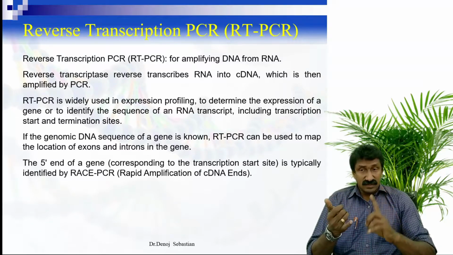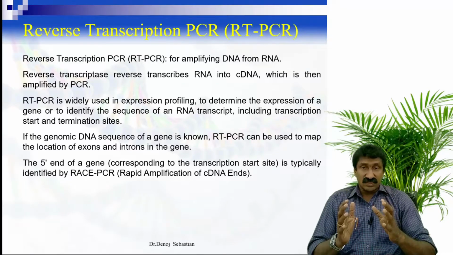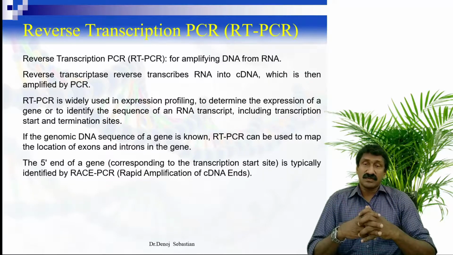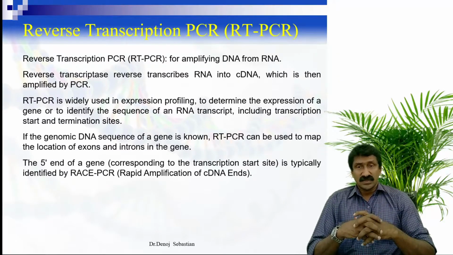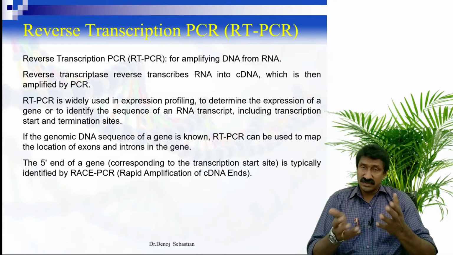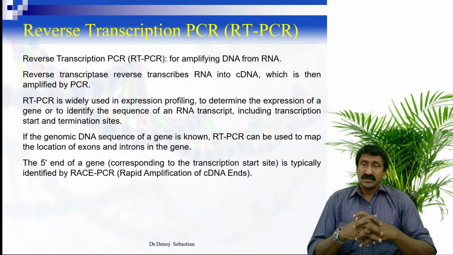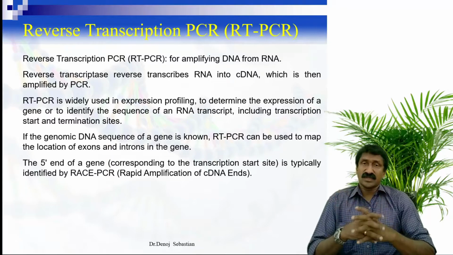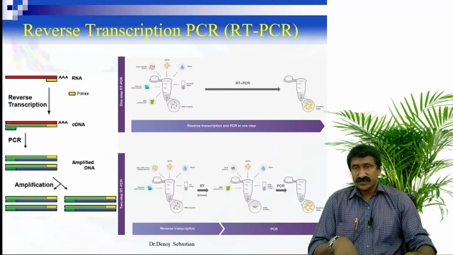And then the 5' end of a gene, which corresponds to the transcription start site, is typically identified by RACE PCR, which is known as rapid amplification of cDNA ends, which is another variant of the PCR. So this RT-PCR has various roles: gene expression analysis and viral RNA detection, then identification of the 5' ends of the gene. So there are a lot of variants and applications of the RT-PCR available nowadays.